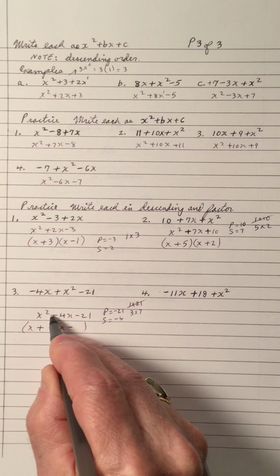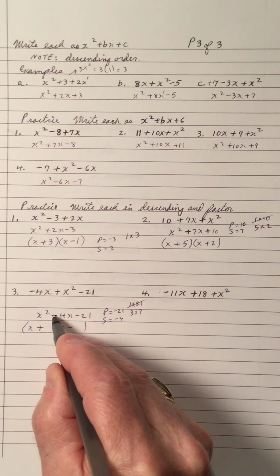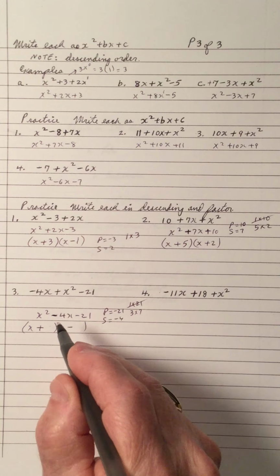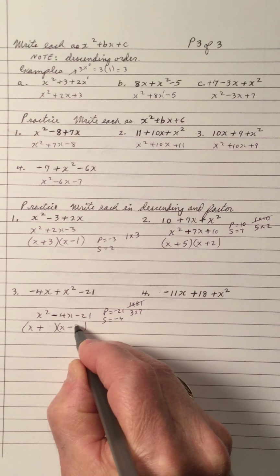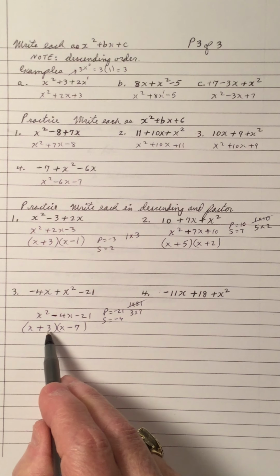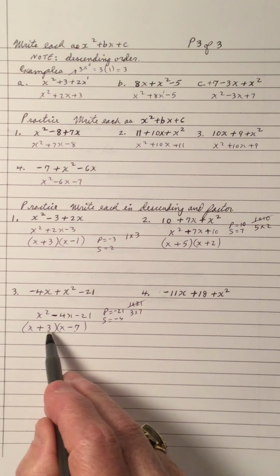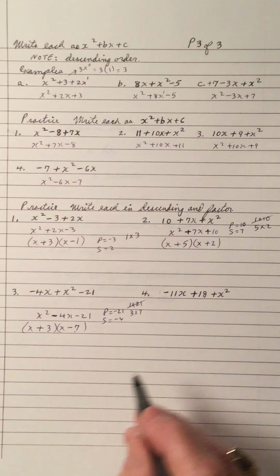Since the middle term is a negative 4 and that's the sum, that means the larger factor has to be negative. So 7 and 3, 7 is negative, 3 is positive. And again, check: multiply these two, negative 21. Add these two, negative 4. Perfect. So we have it factored.